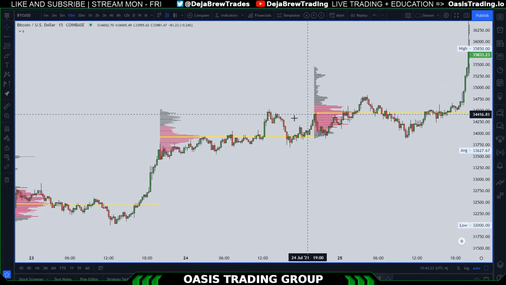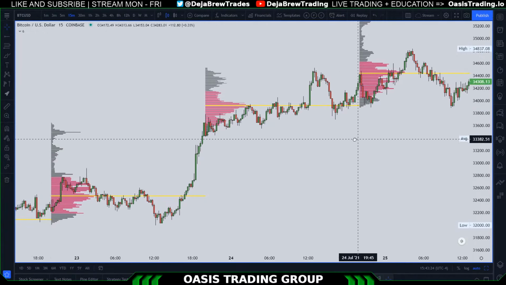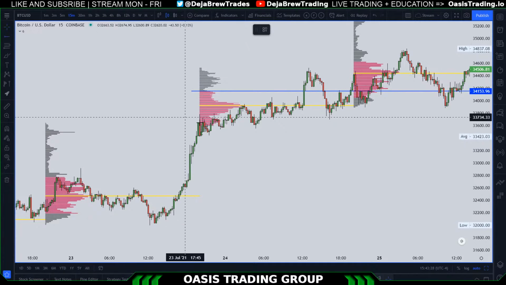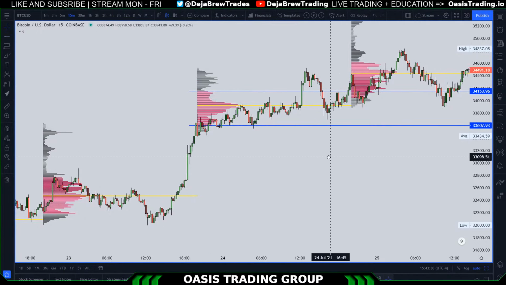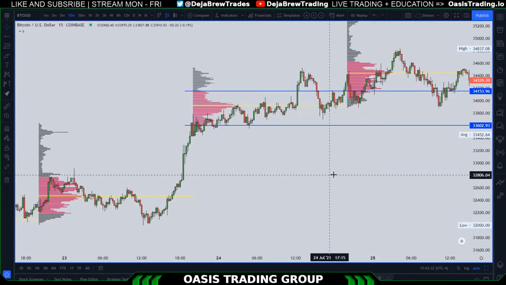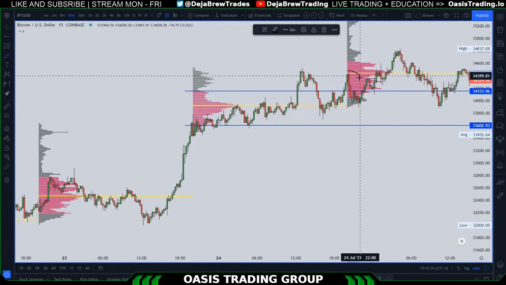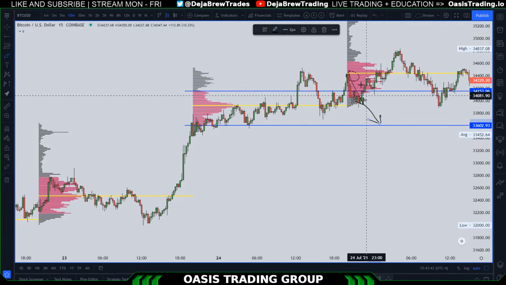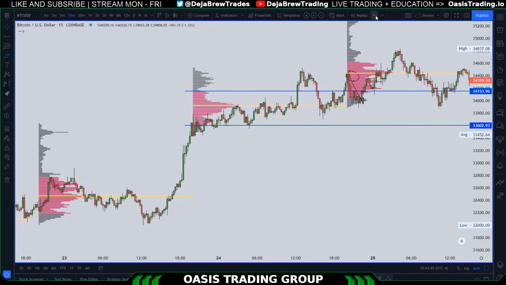This is actually an example of it failing. So it doesn't work every single time. Here's a good example of that. We have the value area high, we have the value area low, and then we open up on this day outside of the value area. Then it traces back inside of it, but it doesn't fulfill the entire trade. So this is why you want to use the POC as well.